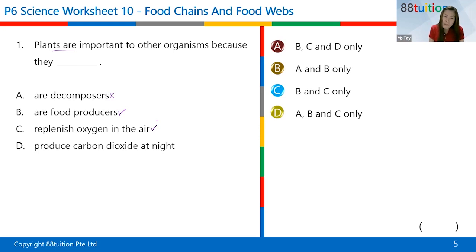Okay, are they important to us because they produce carbon dioxide at night? Do you think that's important to us? Is it good for us? This is a question to be answered, right?